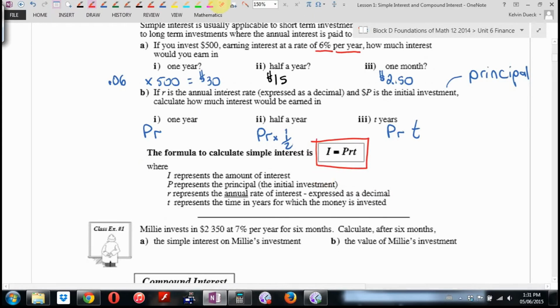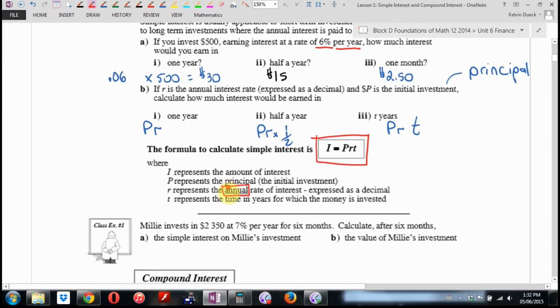I is the amount of interest in dollars. P is the principal, the initial investment, or if you're borrowing, the initial loan. R represents the annual rate of interest expressed as a decimal. And T represents the time in years. Now, this is important. If they give me an interest rate per month or per day, I'm going to have to convert it to an annual rate. We'll talk about that.